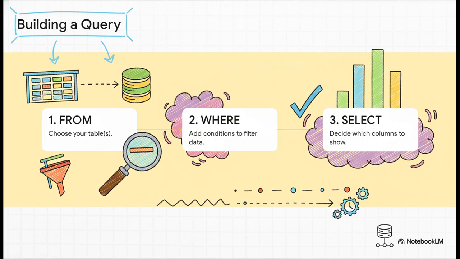First, you say FROM to tell it which table to look inside. Where do I look? Then you use WHERE to filter it down to the specific records you want. What specific things do I want? And finally, you use SELECT to pick the columns of information you actually want it to show you. What information should I see? From, where, select. Simple as that.